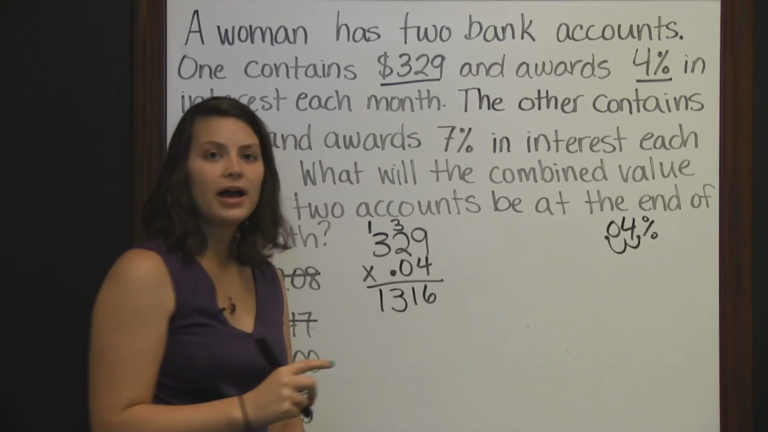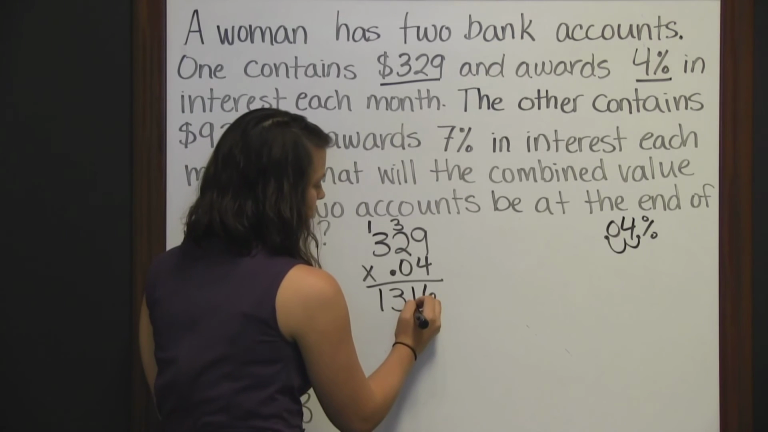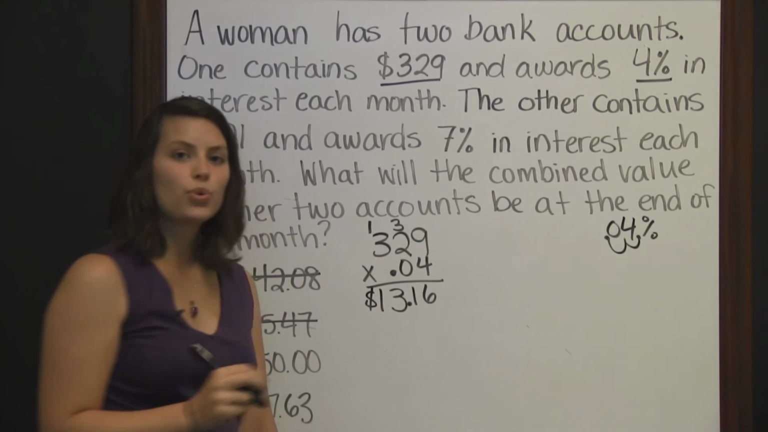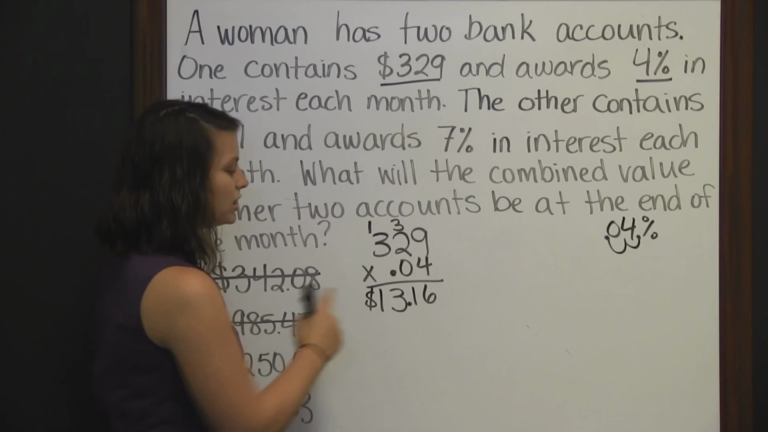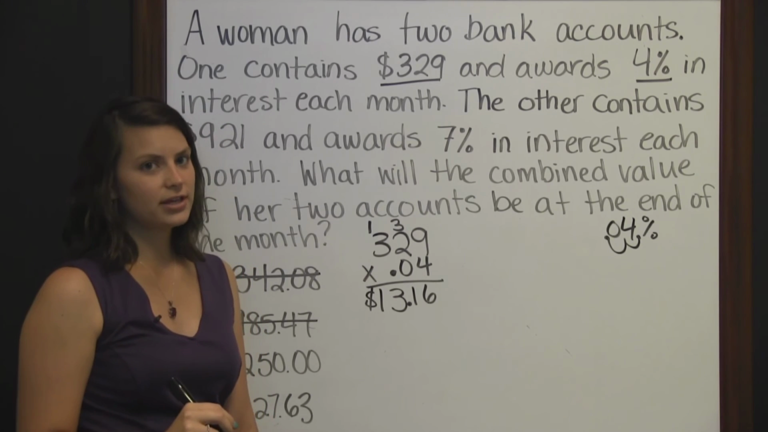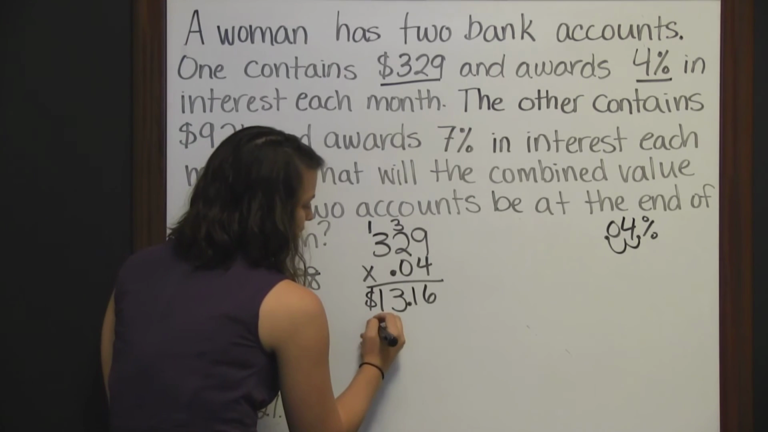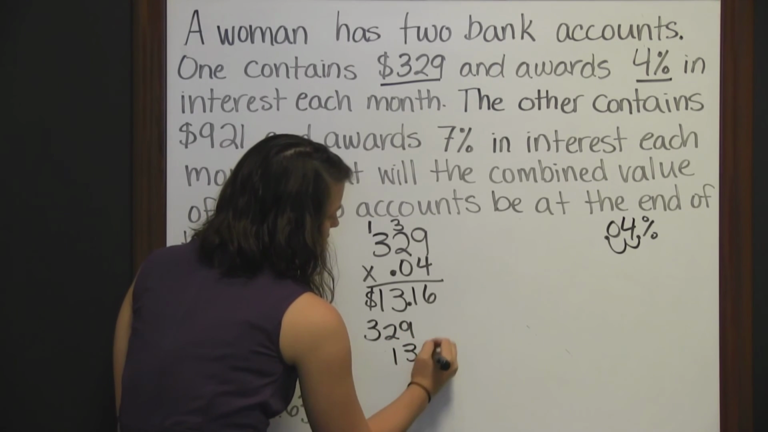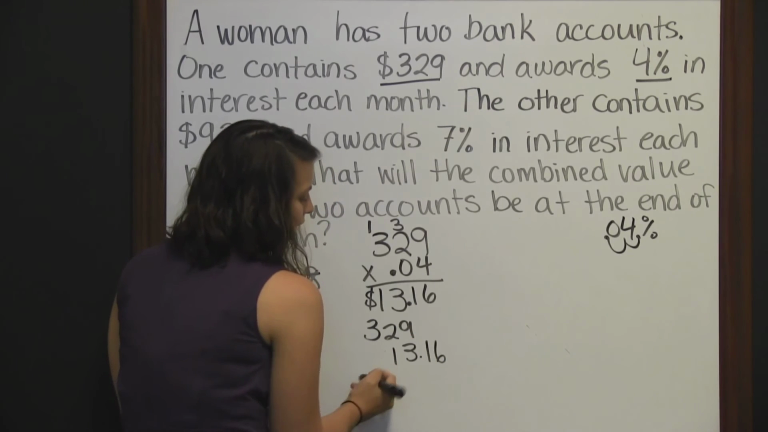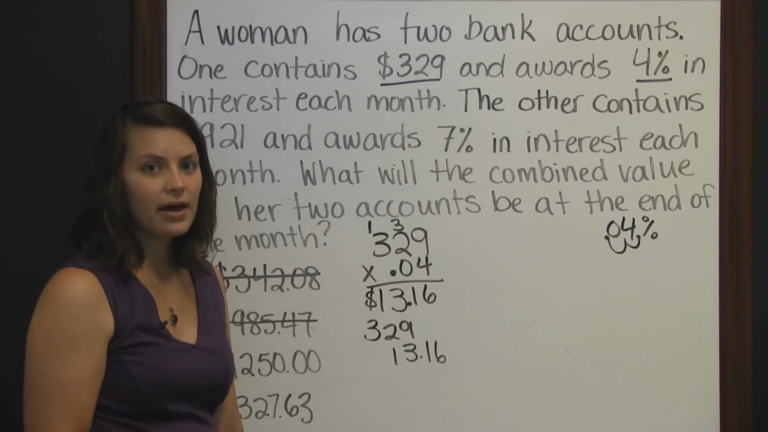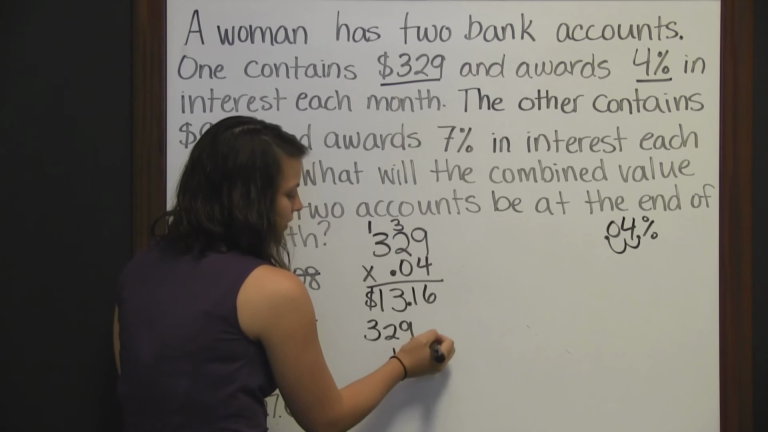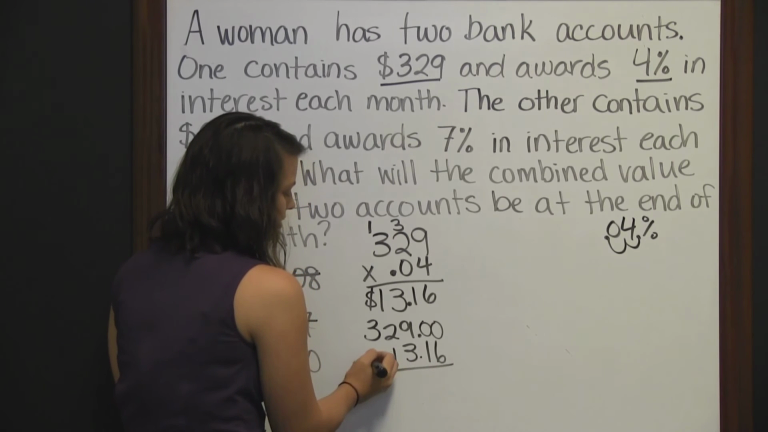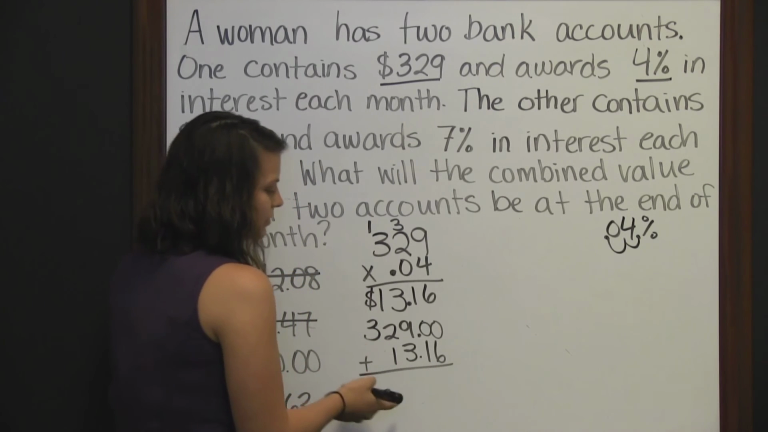Since we have 2 numbers behind the decimal place here, then we have 2 numbers behind the decimal place in our answer. So that means that this account with $329 in it earned $13.16 in interest. So together, this account has a total $329 plus $13.16. When you're adding, you have to make sure to line up the decimal places. And the decimal in 329 is at the back, and you can add 0, 0 there to just line everything up. So we add those together.